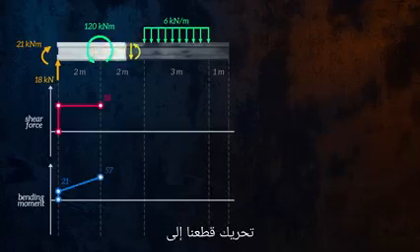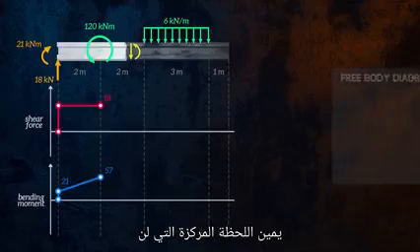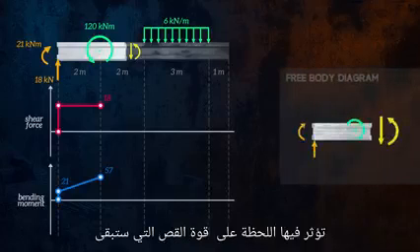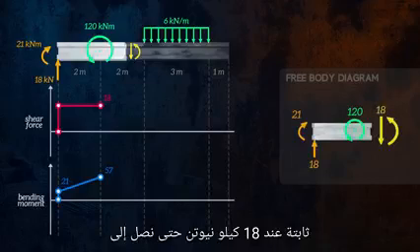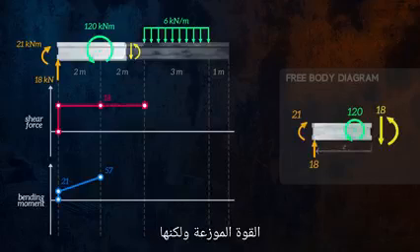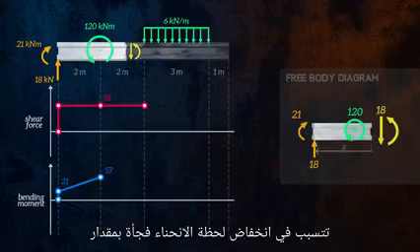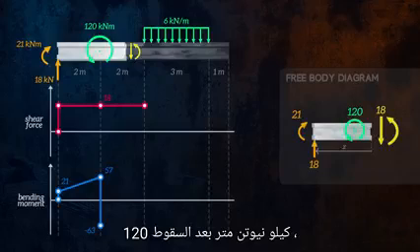We can then move our cut to the right of the concentrated moment. The moment won't affect the shear force, which will remain constant at 18 kilonewtons until we reach the distributed force. But it does cause the bending moment to suddenly drop by 120 kilonewton meters. After the drop, the bending moment is again defined by a straight line.